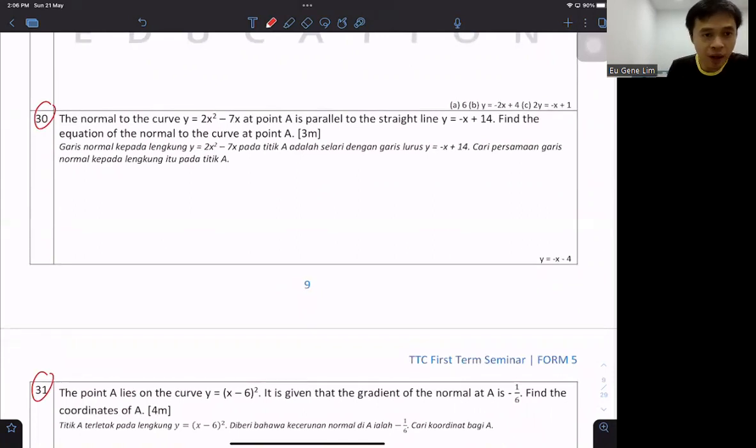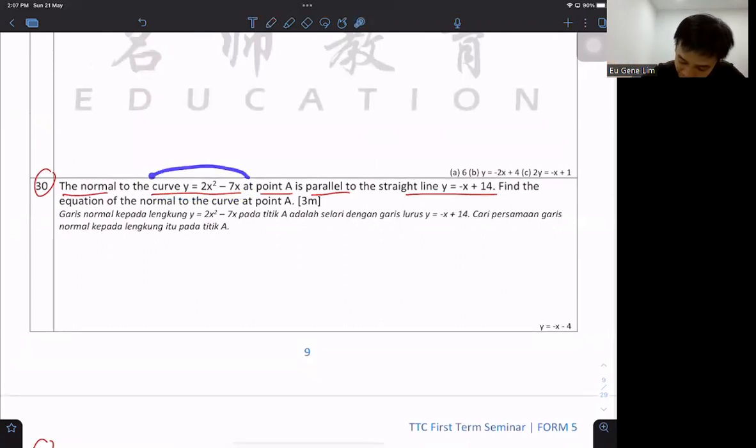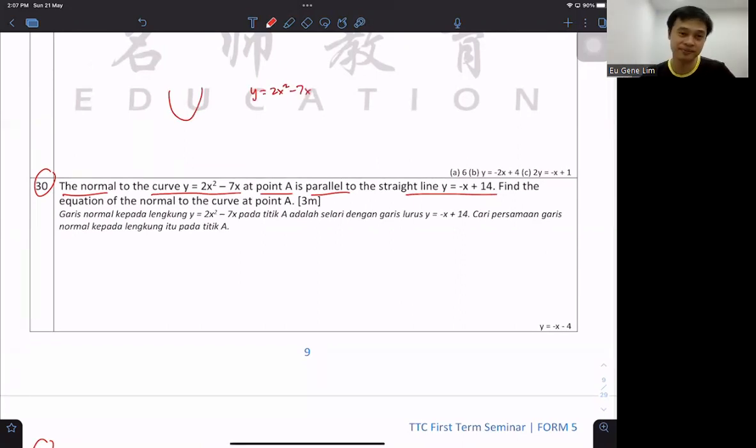Question 30. The normal to the curve at point A is parallel to the straight line. What is the meaning here? You have to understand the question first. What is happening? First, you have a curve. We draw first. Y equals 2x squared minus 7x.